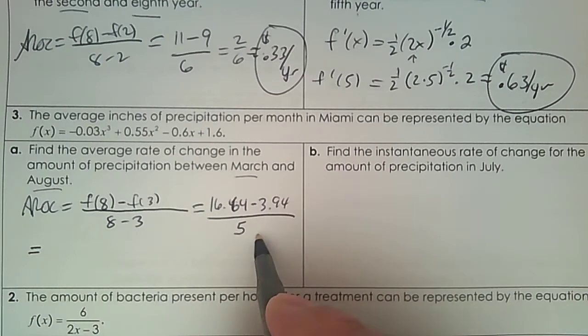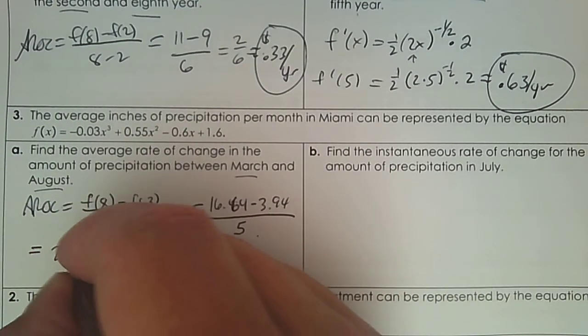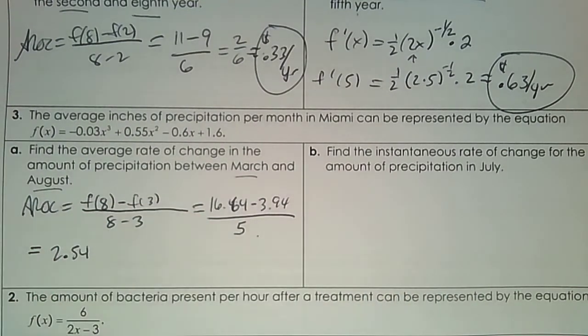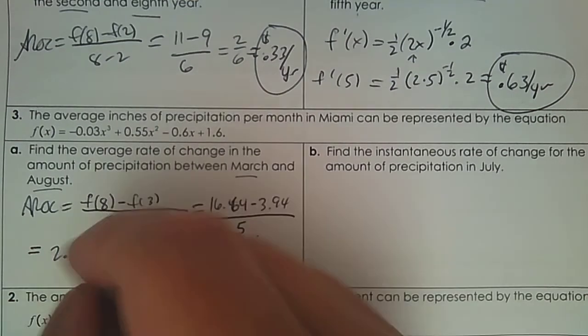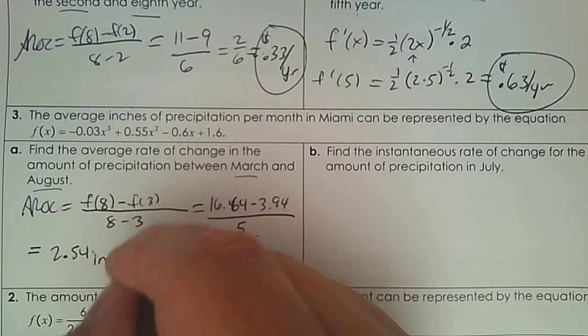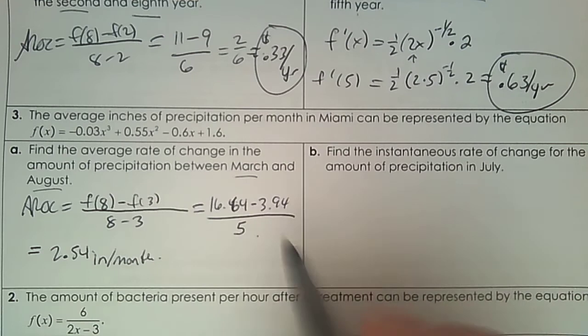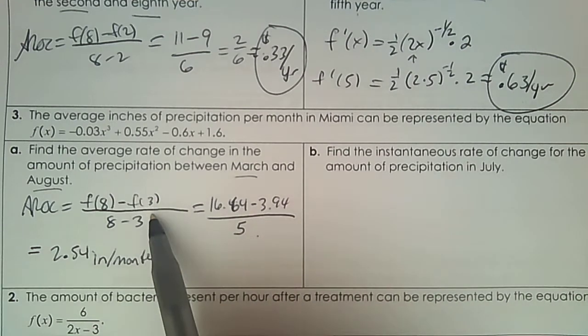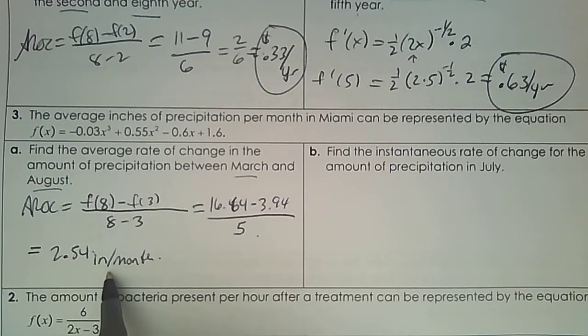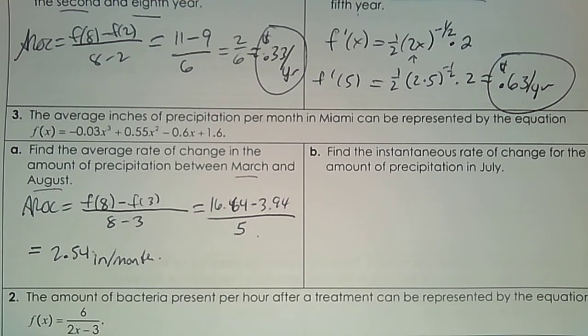So subtract and then divide by 5, and it's 2.54. But what? It's a rate. So in this case, it's inches per month. So what's the average rate of change from March to August is that it increases in precipitation at an average rate of 2.5 inches per month.